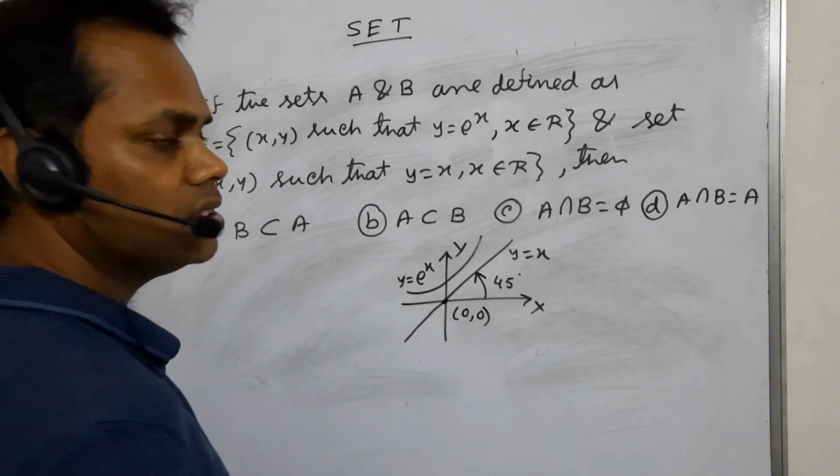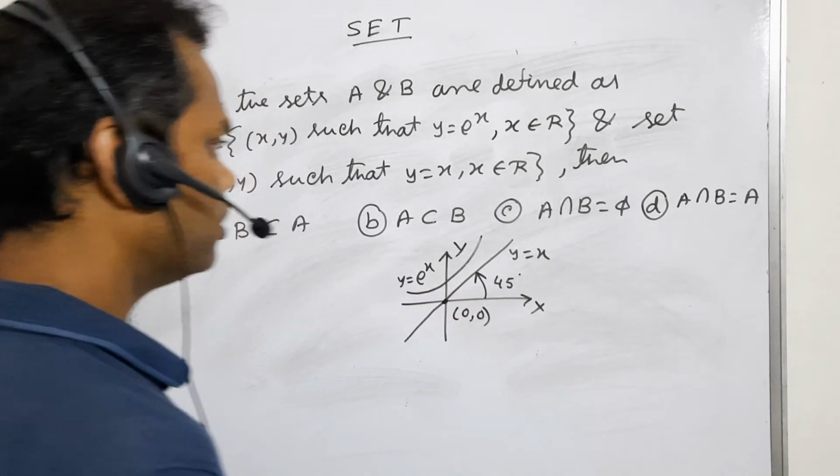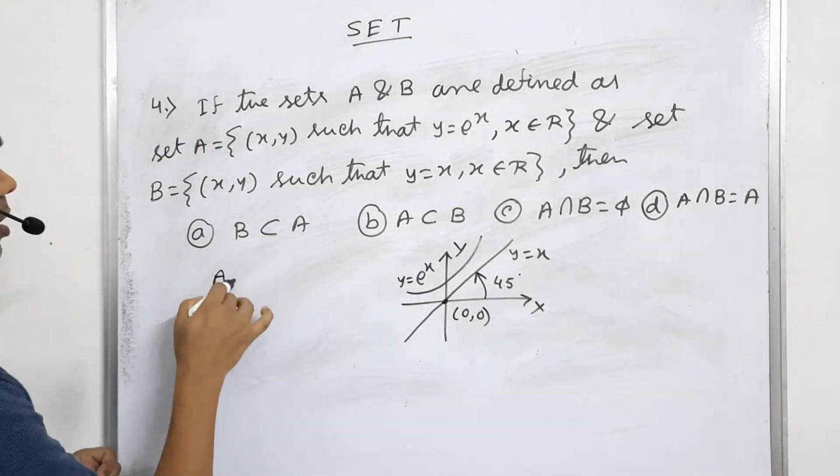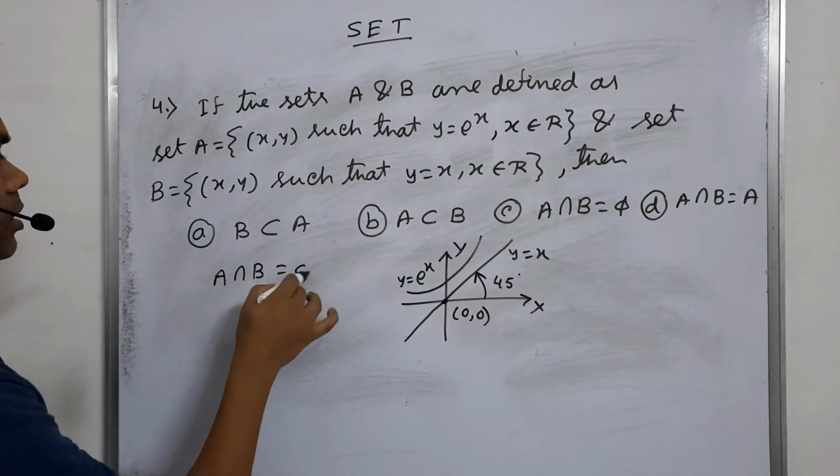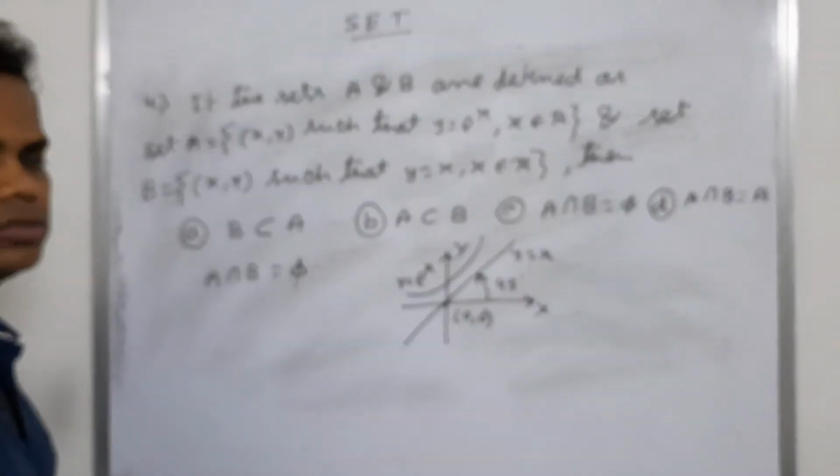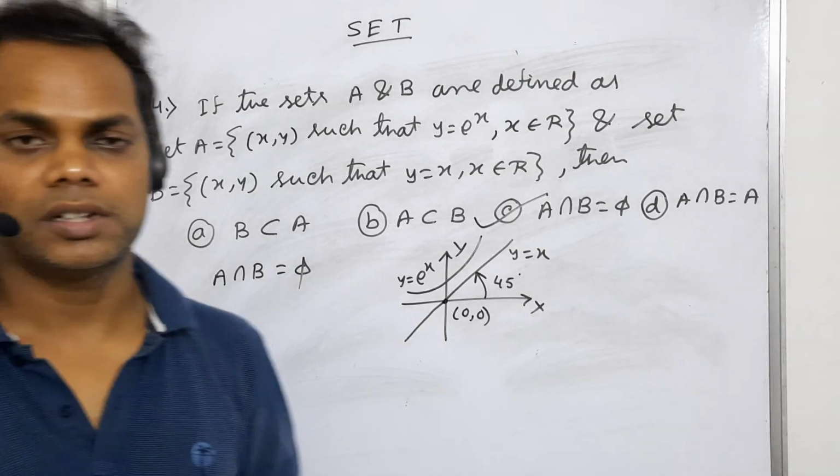So A intersection B having no common element, A and B are disjoint sets, so A intersection B equals the null set. Next video we will discuss a few more sums.